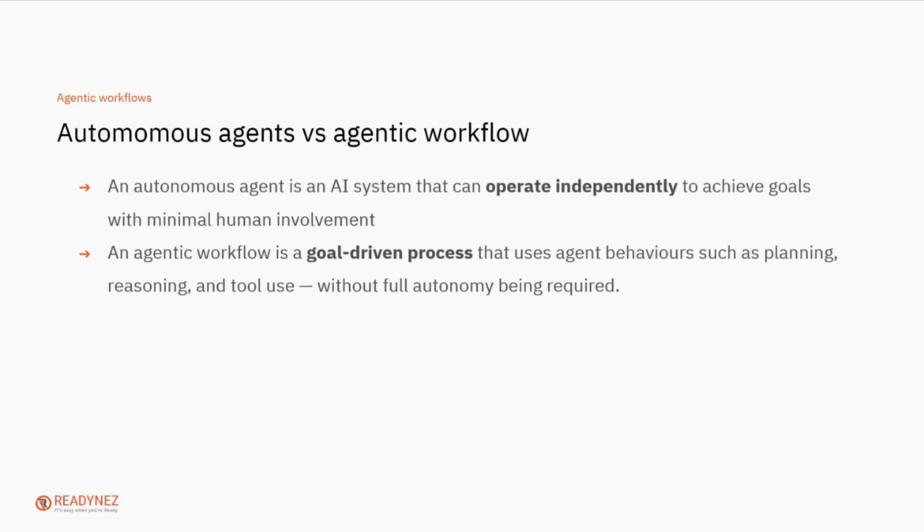So I tried to summarize agentic workflows versus autonomous agents. The way I've seen this best described is an autonomous agent is the actor and the agentic workflow is the playbook. It's your steps of actions. So autonomous agents work independently to achieve the goals.